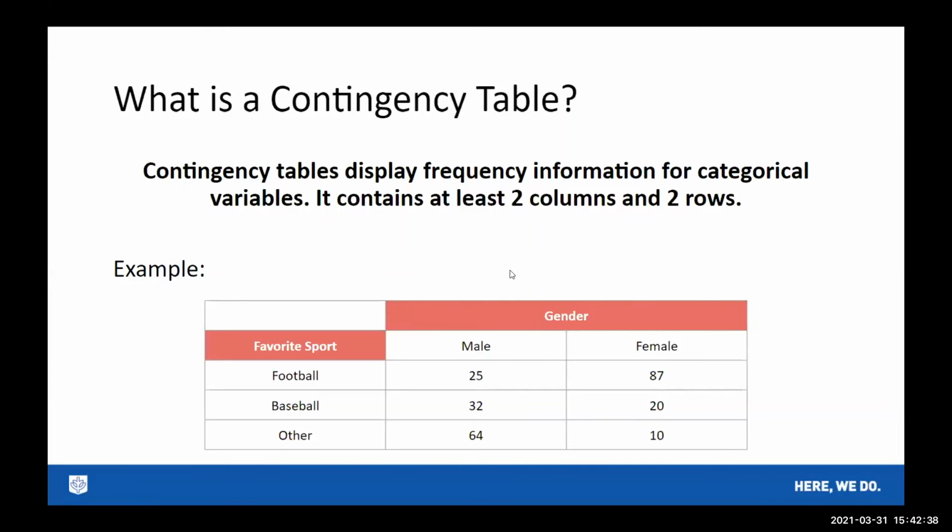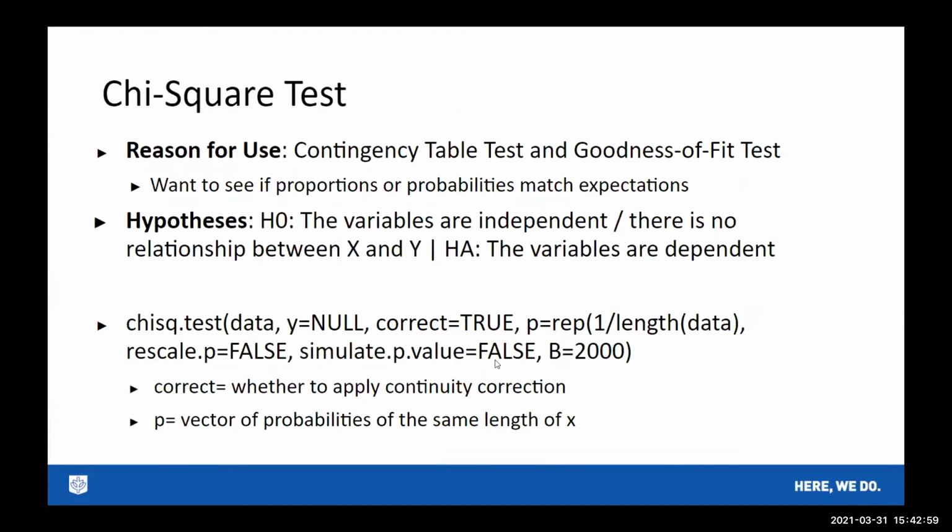All right, so remember I mentioned contingency tables previously. A contingency table is just a frequency count for categorical variables. So here we can see between male and female, the favorite sport: 25 men said that football is their favorite sport as opposed to 87 women. It's a quick high level overview.